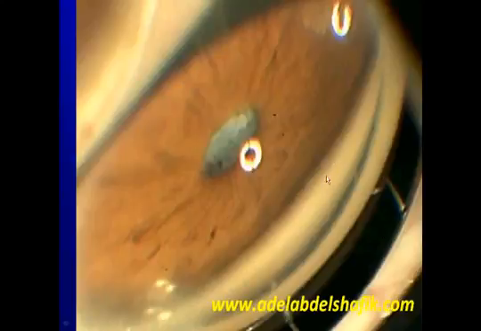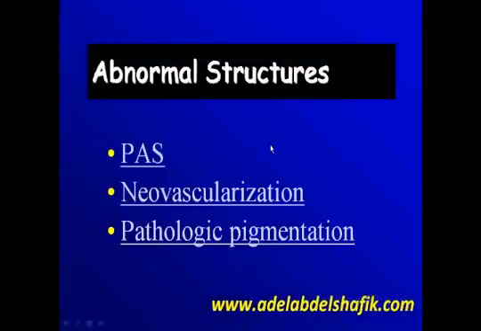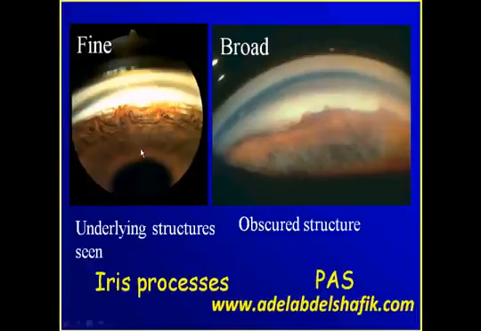Here you can see this is the iris, this is the ciliary recess, this is the trabecular meshwork. Here nothing is seen. The angle is totally closed. Then you may meet any of these abnormal things. You may find peripheral anterior synechiae.